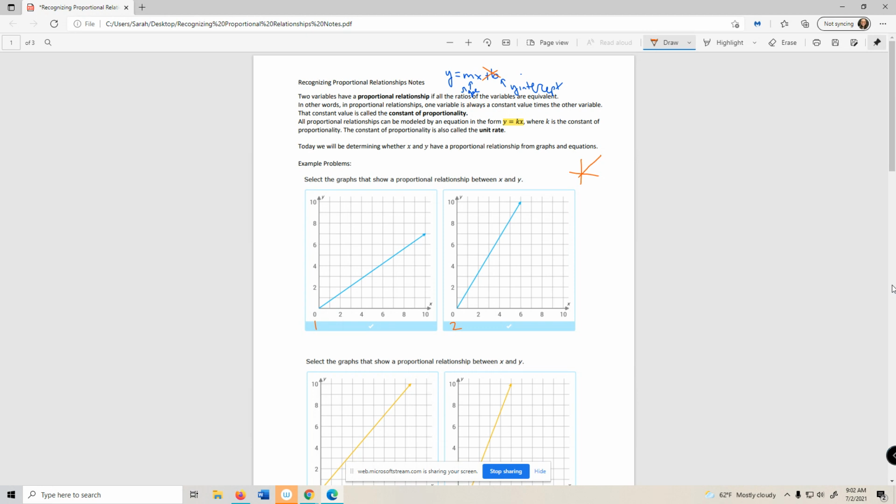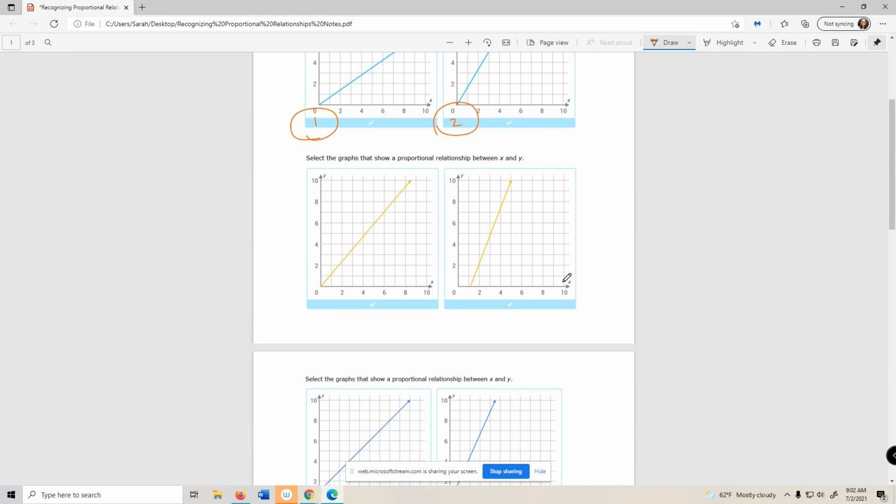Graph 1, y-intercept is 0. It is a straight line, so this one is a proportional relationship. Graph 2, y-intercept is also 0. Graph is a straight line, so both of these, number 1 and number 2, are proportional.